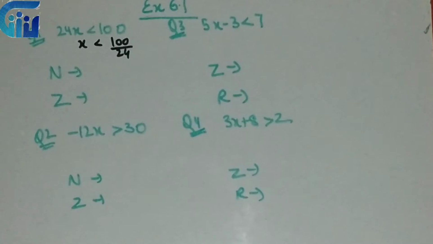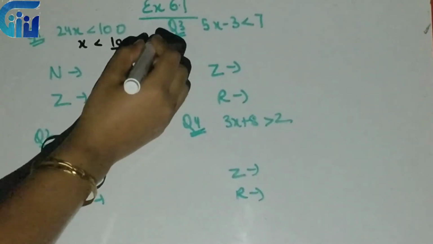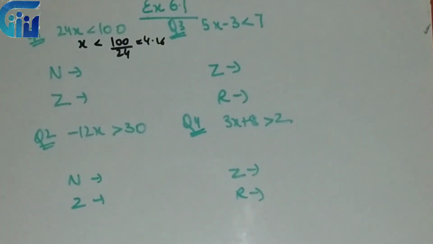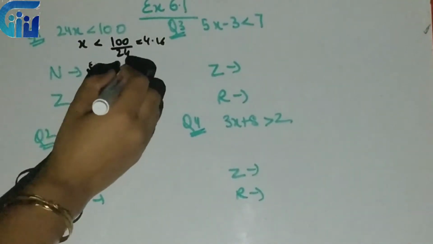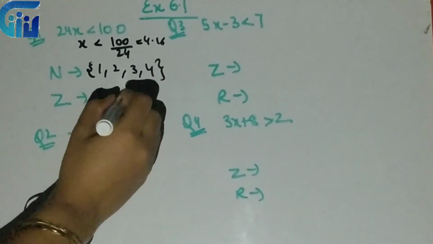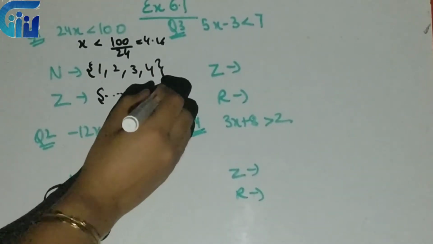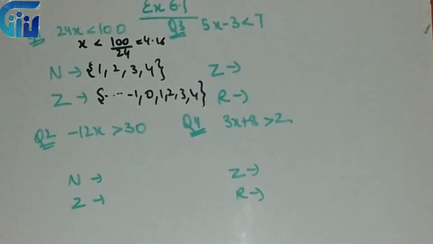Solving this will give me x less than 4.16. So if we have to express our answer as a natural number, my answer is 1, 2, 3, 4. If it is an integer, I will write dot dot, minus 1, 0, 1, 2, 3 and 4, right? So this is how we will express our answer.